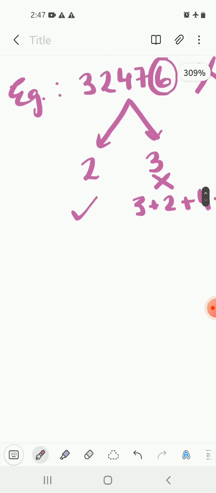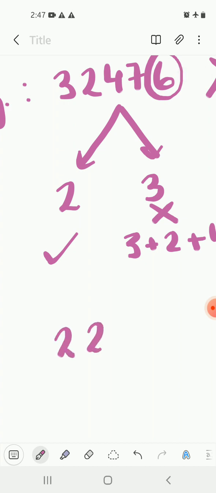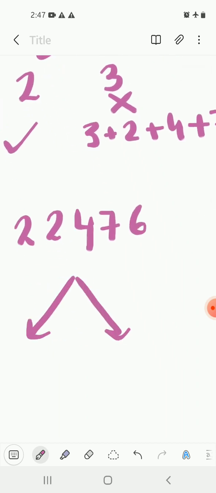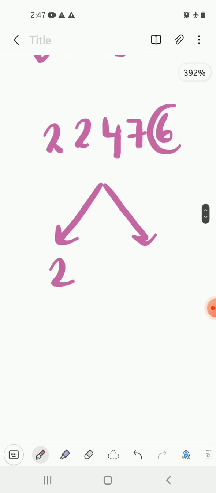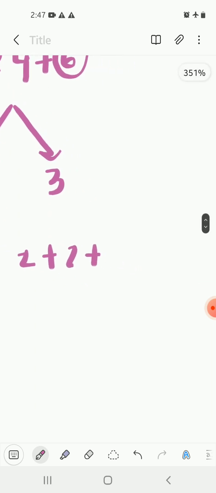We will take another example, like 22476. First we are going to check the rule of divisibility for 2. See, there is 6 in the units place, so it's an even number, so it is divisible by 2. Now we will check for 3. Add all the numbers: 2 plus 2 plus 4 plus 7 plus 6.